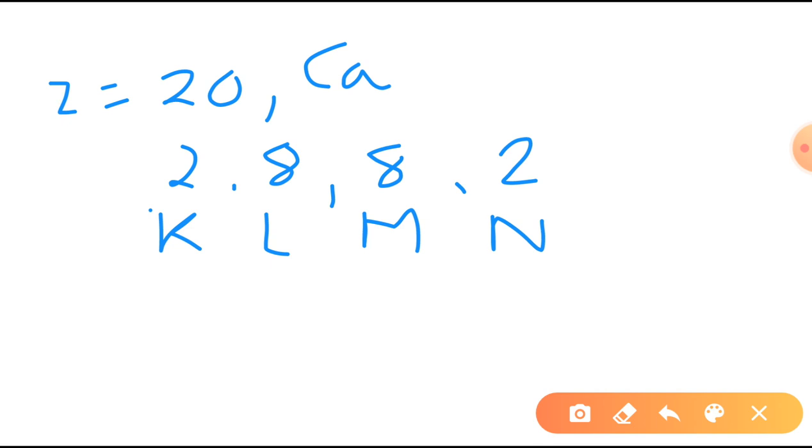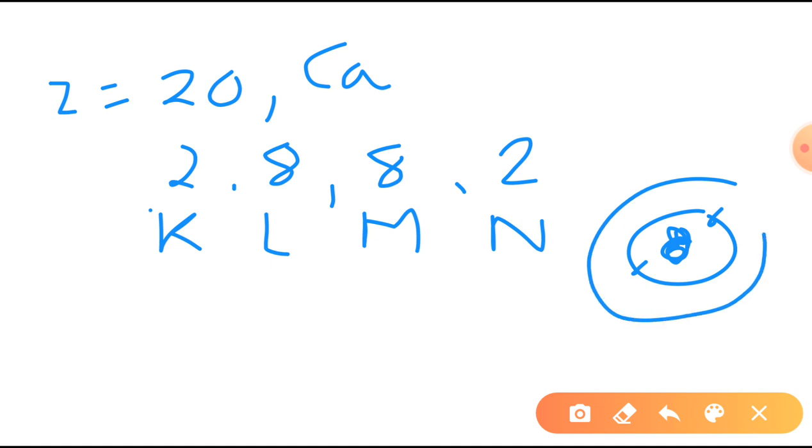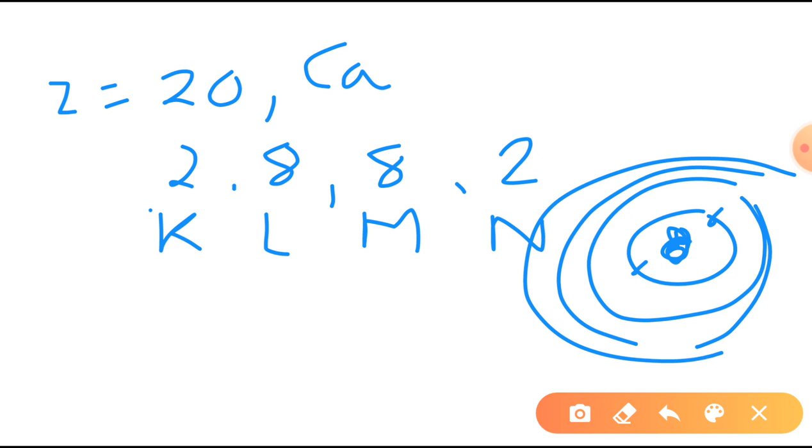Okay, now the diagram is very easy. You will make a nucleus. Let me draw it here. This is our nucleus. And now I am making the K shell, which has 2 electrons. Then this is the L shell. You will make 8 electrons. Again M, and lastly in the N shell you will place 2 electrons. So it's very simple. Try it for different elements.